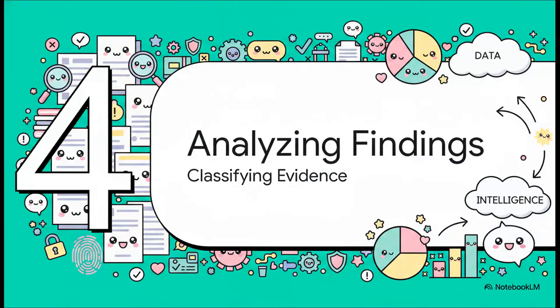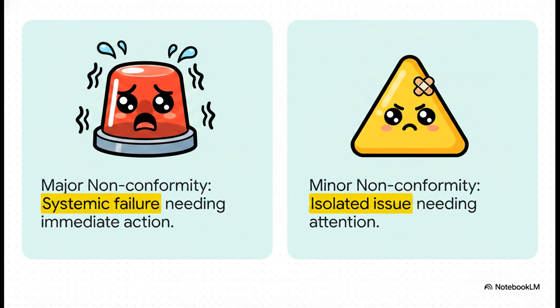Okay, so we've gathered a mountain of evidence. Step 4 is analyzing findings. Time to classify what we found. When auditors find a gap where we aren't meeting the ISO requirements, it's called a non-conformity, and we have to categorize it. A major non-conformity is a massive systemic failure, like, say, failing to do a risk assessment on critical systems for 18 months. That requires immediate action.